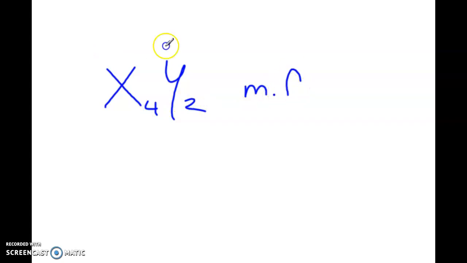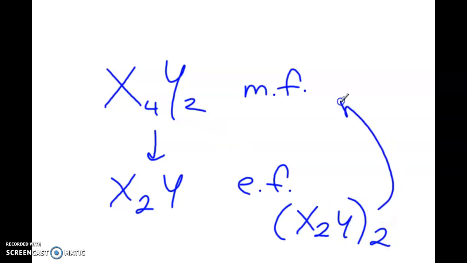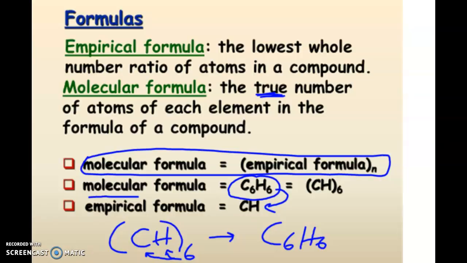Okay, so I'll give you another example. We'll just make something up here. Let's say I had X4Y2, and this would be the molecular formula. When we reduce this down, it would be X2Y1, right? That would be our empirical formula. So the factor that we reduced this down by was 2. My empirical formula multiplied by 2 would get me back to that original real formula. So that's how you have to look at this n factor. It's saying, what do you multiply the subscripts by to get to the true formula for the molecule?